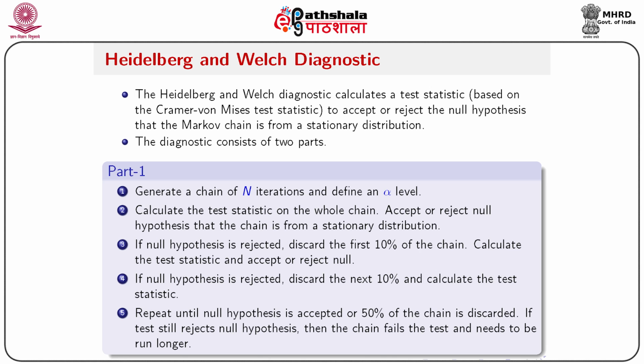The diagnostic consists of two parts. Part 1: generate a chain of n iterations and define an alpha level, calculate the test statistic on the whole chain, and accept or reject the null hypothesis that the chain is from a stationary distribution. If the null hypothesis is rejected, discard the first 10% of the chain, calculate the test statistic and accept or reject the null. If rejected, discard the next 10% and calculate the test statistic. Repeat until the null hypothesis is accepted or 50% of the chain is discarded. If the null hypothesis is still rejected, the chain fails the test and needs to be run longer.